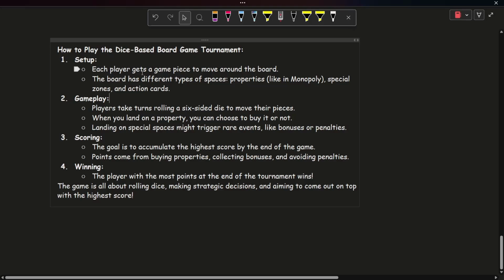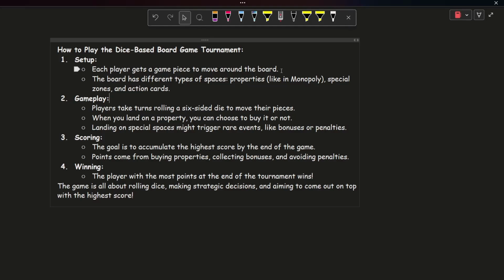The setup: each player gets a game piece to move around the board, for example like Ludo or Monopoly. You can keep it two players or more than two players. The board has different types of spaces like properties in Monopoly, special zones, and action cards. Gameplay: players take turns rolling a six-sided die to make moves. When you land on a property, you can choose to buy it or not, and landing on special spaces might trigger random events like bonuses or penalties.